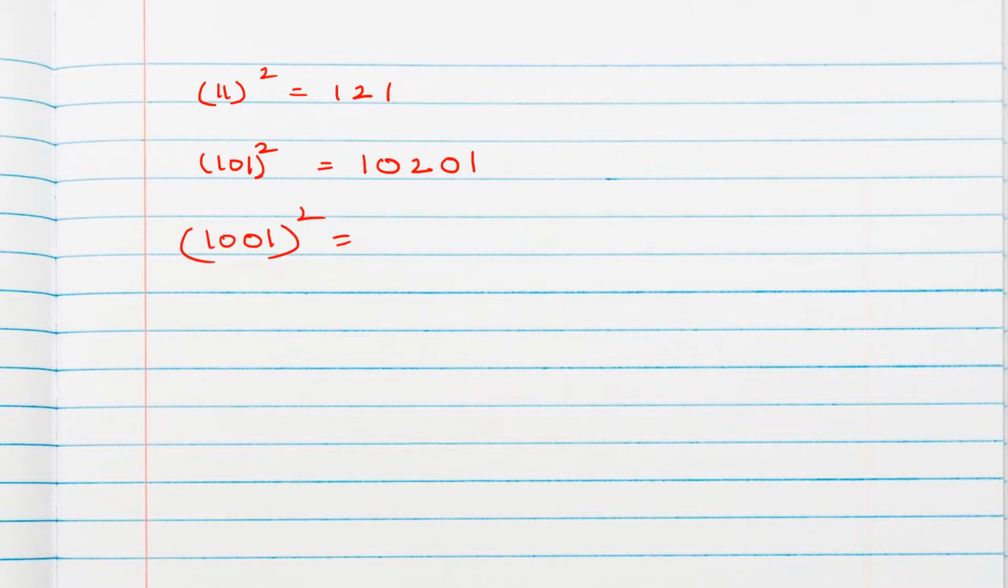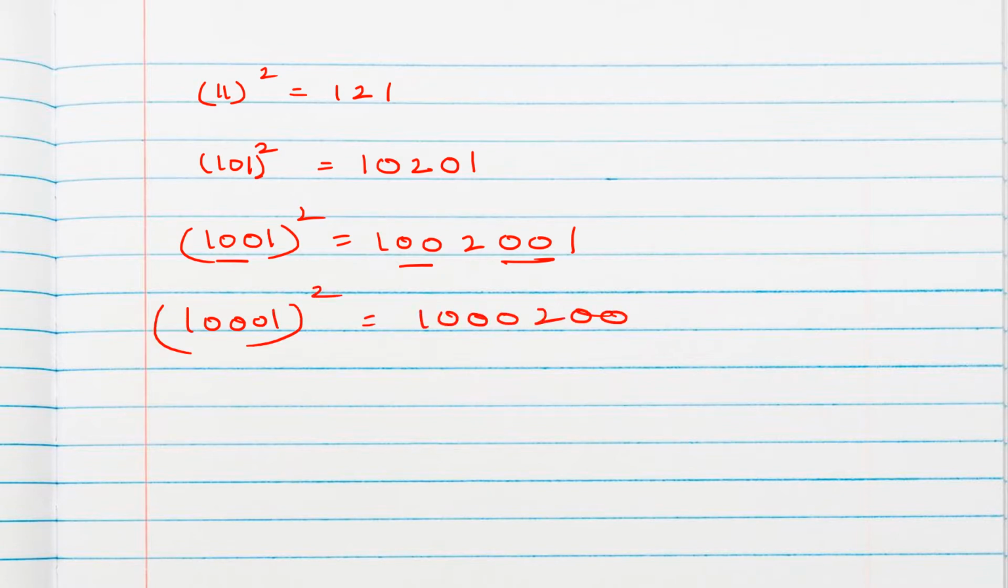This is the pattern actually. 11 squared we know is 121. So 101 squared means put 0 in between, 10201. 1001 squared will be 1002001, where you should put 2 zeros on either side of 2. Then 10001 squared will be with 3 zeros on either side. Like that it will go on. This is the pattern.